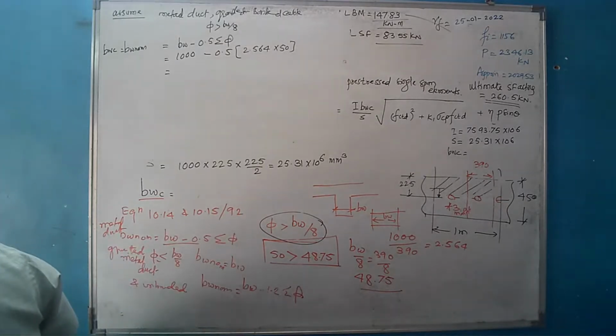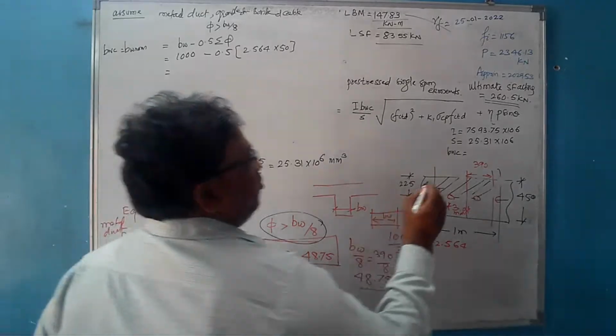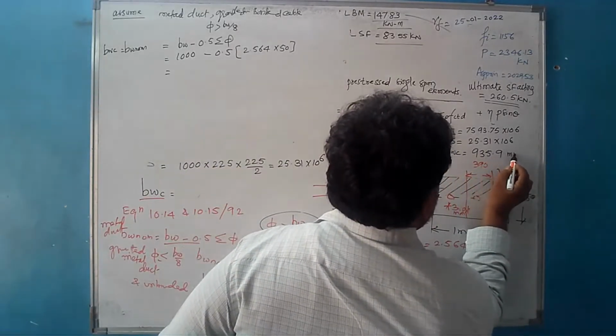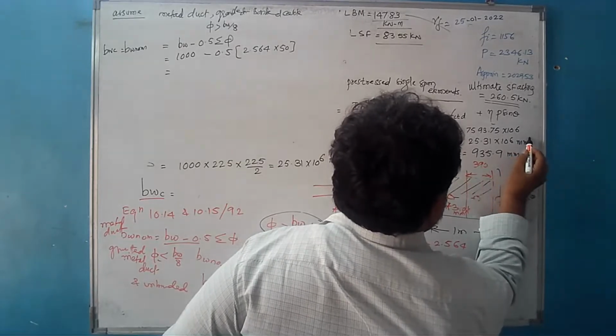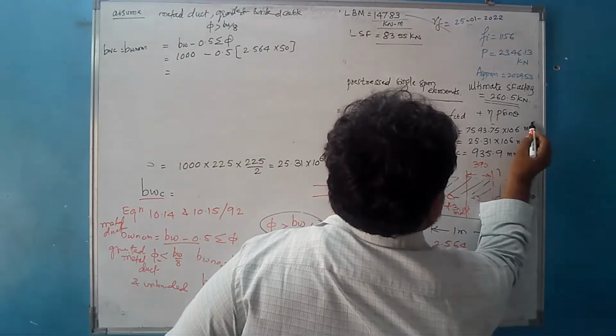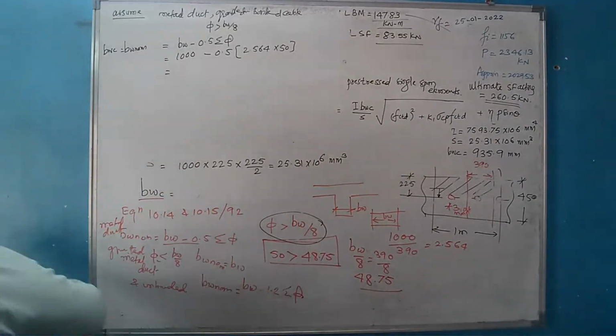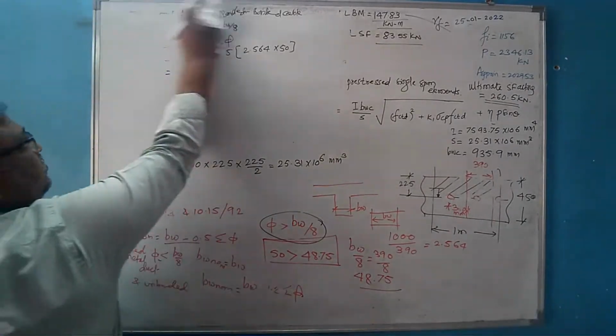So the effective width available is 935.9 mm. Mm cube, mm raised to power 4. Okay, fine, done. So we will keep on determining the required unknowns one by one.